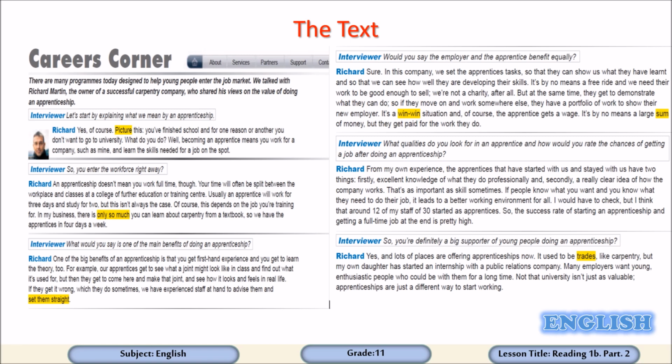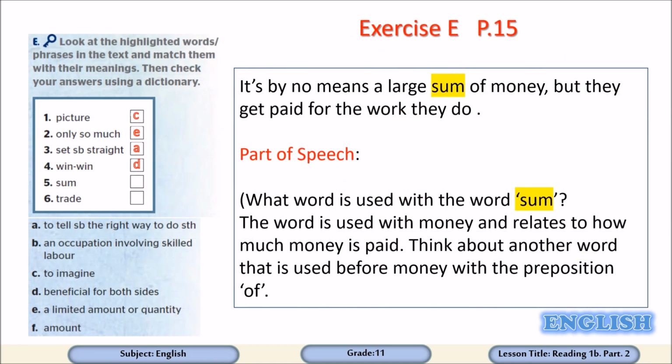Number 5 is the word "sum." It's by no means a large sum of money, but they get paid for the work they do. What part of speech is it? Very good, it's a noun. And what word does it collocate with? Very good, it collocates with the word money. So what can be the answer? Yes, very good. The answer is F, amount.